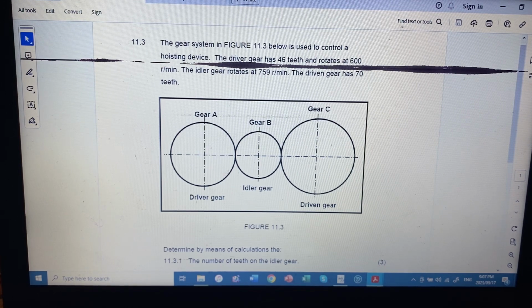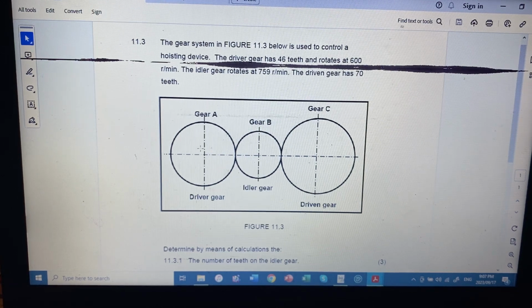So the driver gear has 46 teeth. So here's my driver gear. They have indicated it on the sketch. So just write 46 teeth here, and it rotates at 600 revolutions per minute. So they're still talking about driver gear A. Then they tell you that the idler gear rotates at 759, so write in 759 over here. And then the driven gear has 70 teeth, so just go and indicate that the driven gear, gear C, has 70 teeth.